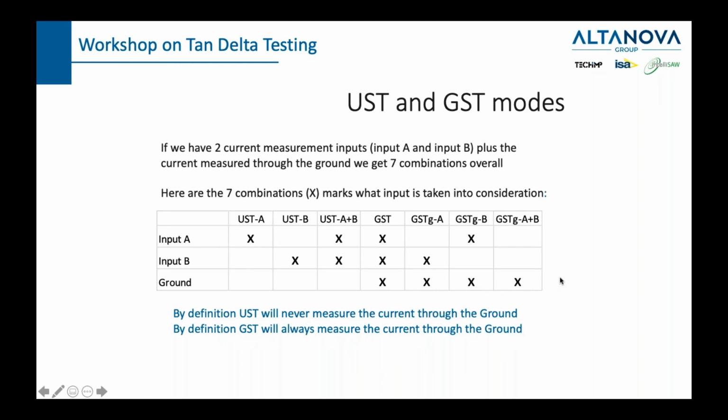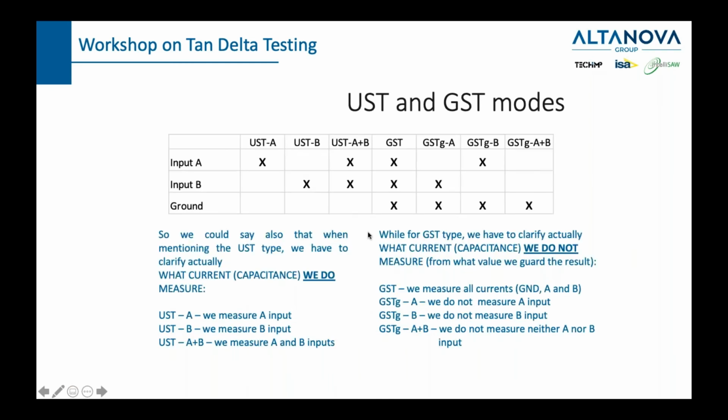GST will always measure the current on the ground. And another way how to say this is that when we explain UST, we say which current we want to measure. UST A, we measure input A, UST B, we measure input B, and UST A plus B, we measure A and B inputs. But with the GST, excuse me, we have to say which currents we do not measure. So GST, we measure all. GST-GA, we do not measure A. GST-GB, we do not measure B. And GST-GA plus B, we do not measure A and B. So we just measure the ground current.